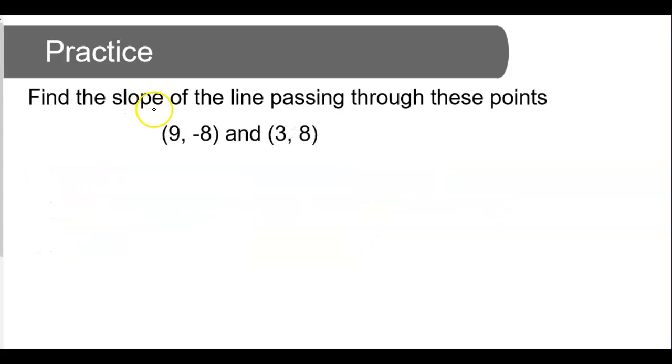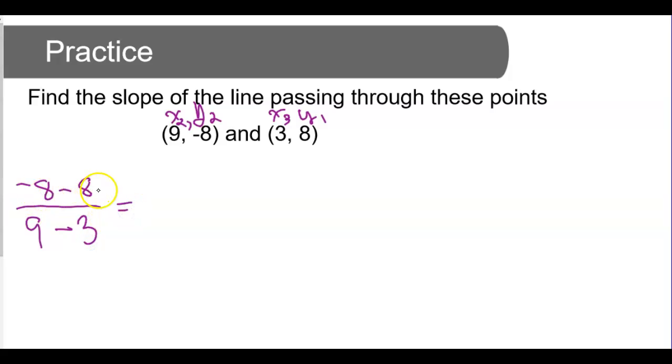Okay, last example here. I'll switch it up just to show it doesn't matter which way we go here. So I'm going to choose negative 8 to be my y2. That means my y1 is going to be 8. So negative 8 minus 8. Since negative 8 was my y2, the coordinate that's paired up with it, 9, has to be my x2. So 9 is the first number in my denominator. And then 3 is going to be the second number in my denominator. Negative 8 minus 8, that is a negative 16. 9 minus 3, that is 6.